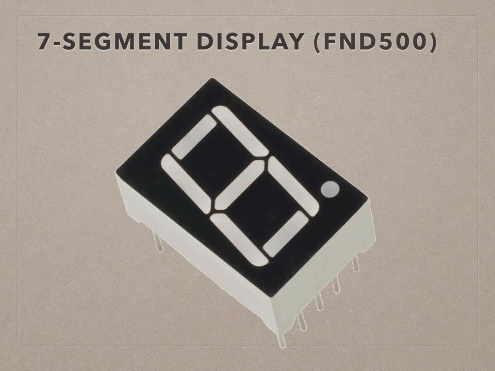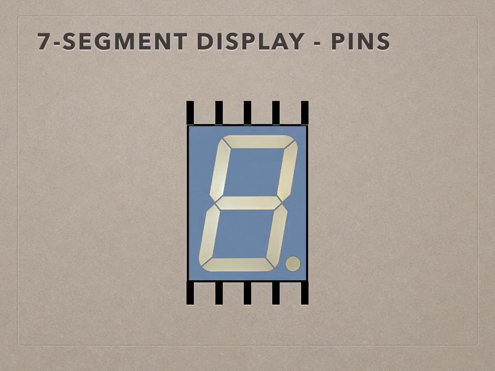The display I am using has a code of FND500, which has 5 pins at the top and 5 pins at the bottom. The pins are numbered 1 through 10, from the bottom left of the display in a counterclockwise manner. 4 pins on each end are connected to the segment controls. For this display, they are as follows.